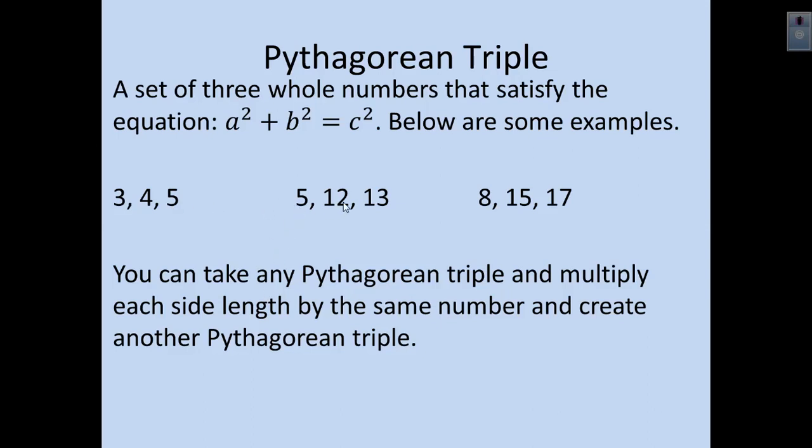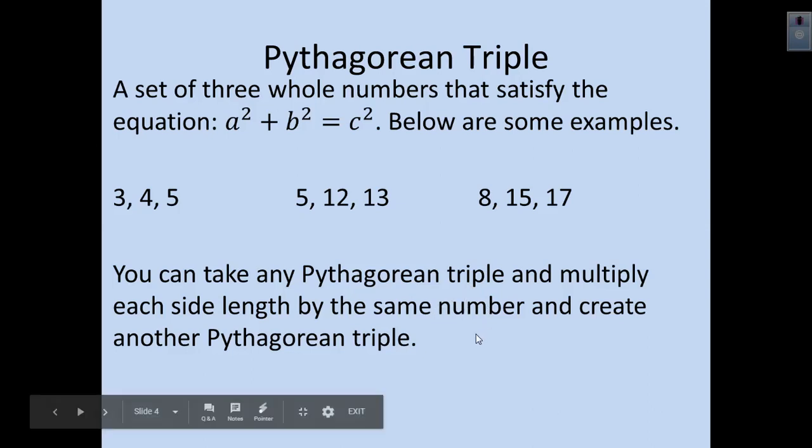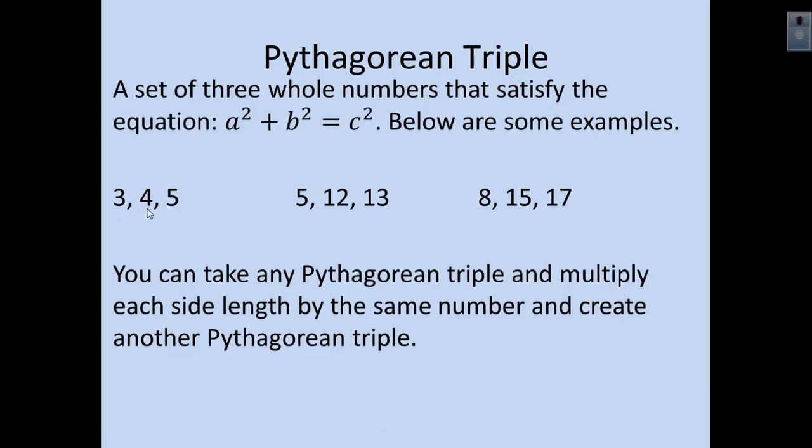Same thing with 5, 12, and 13. This is a Pythagorean triple. And these are just 3 examples of them. There are many examples you could get. In fact, one way to do it is you can take any Pythagorean triple and multiply each side length by the same number and create another Pythagorean triple. Such as I could take 3, 4, and 5, multiply each by 2, and that would be 6, 8, and 10. You can multiply it by 3, that would be 9, 12, and 15.